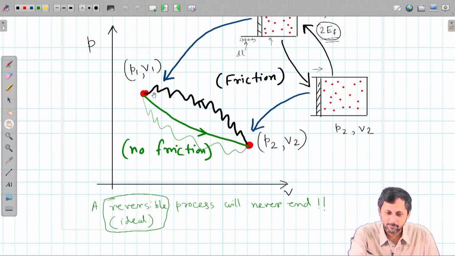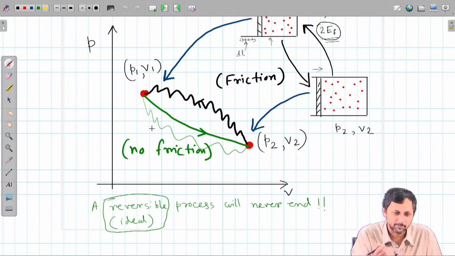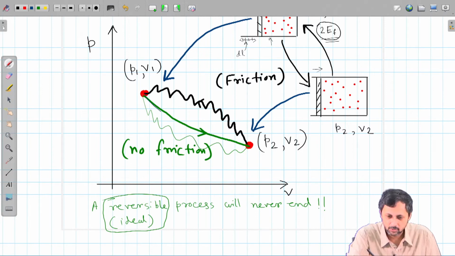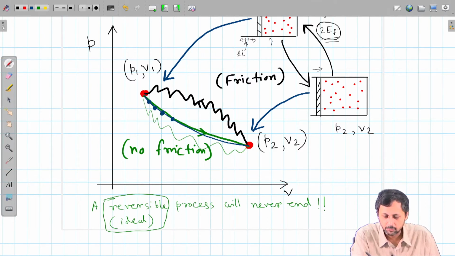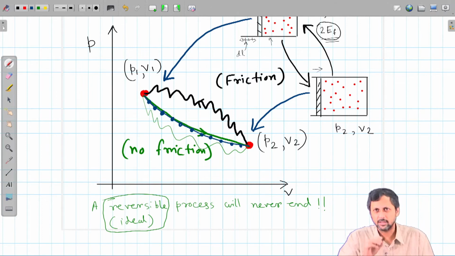So what happens is, although we draw a straight line, in reality the best we can realize is a line which closely follows this straight line, but it is actually not a smooth line, it is a collection of closely spaced, finitely spaced points. So it is not an infinitesimally slow process, but it has to be a slow process so that we can connect the points.